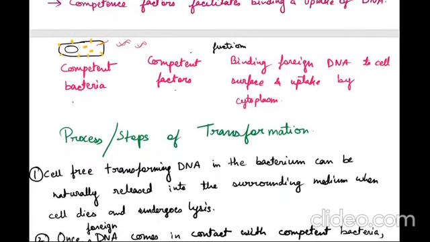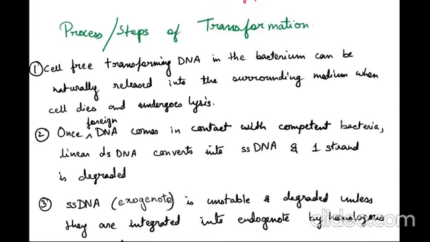I have drawn a diagram of a competent bacteria. Here you can see there are some yellow proteins. These are the competence factor which is made by this competent bacteria. It has made this yellow protein, the competence factor, and they get incorporated within the cell membrane. Through this cell membrane, all the DNA can now enter. The function of the competence factor is binding foreign DNA to the cell surface and uptake by the cytoplasm. Without this yellow protein, a cell cannot become competent, and if a cell is not competent, it will not be able to take up DNA, so there will be no transformation. In order for transformation, the cell has to be competent, and for that it requires this competence factor.